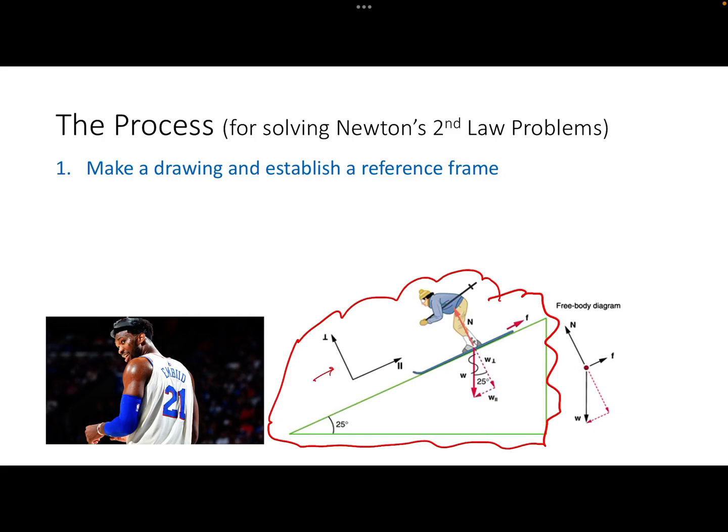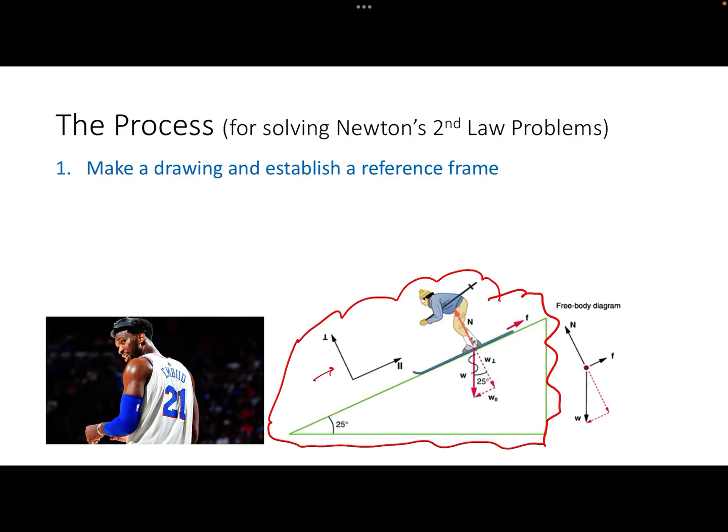Once you've got the drawing, think about how you are going to arrange your x and y axes. So set up a reference coordinate system. Usually that's going to be relatively straightforward. We either are going to use a standard coordinate system where we've got horizontal and vertical, or you're going to use a coordinate system where one of the axes is lined up with the acceleration and/or motion of an object.